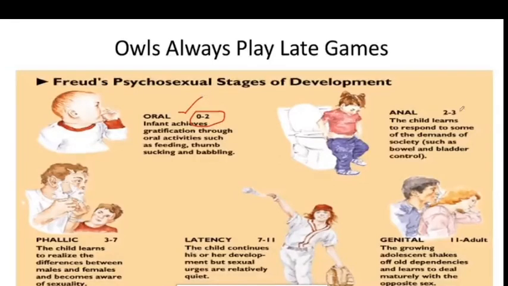Now, when the child reaches the 2 to 3 years of age, the child undergoes the anal stage. Okay, so ang sexual satisfaction naman is through bladder control and bowel movement. Now, phallic stage naman, phallic is from the word phallus, which means genitals. So in this case, the child learns to realize the differences between males and females and becomes aware of sexuality. So during this time, nakikita mo yung anak mo, pag meron kang anak na lalaki, nasa phallic stage siya from 3 to 7 years, nakikita mo minsan pinaglalaruan niya yung kanyang ari, no, yung kanyang genitals pinaglalaruan niya.